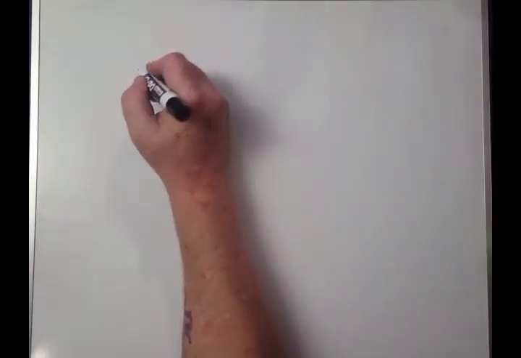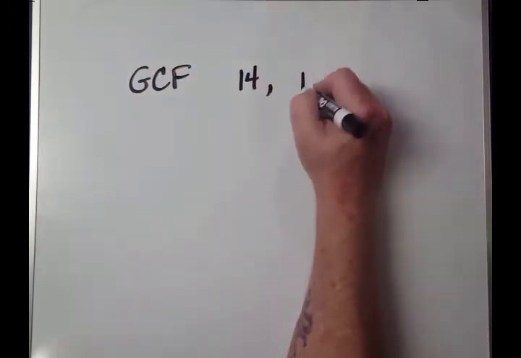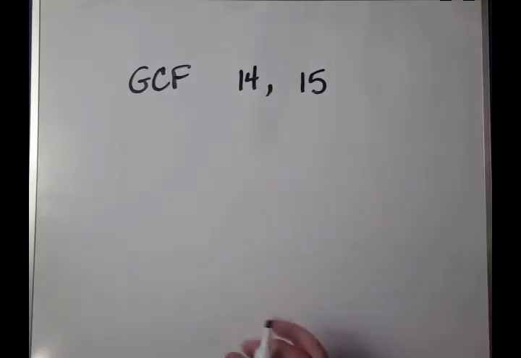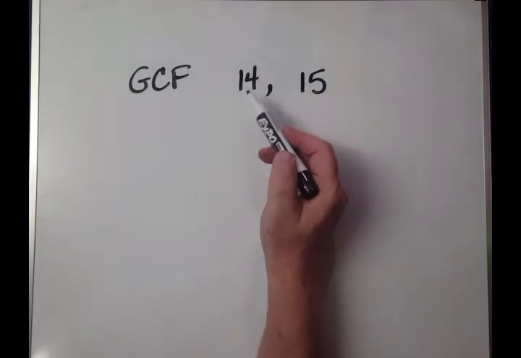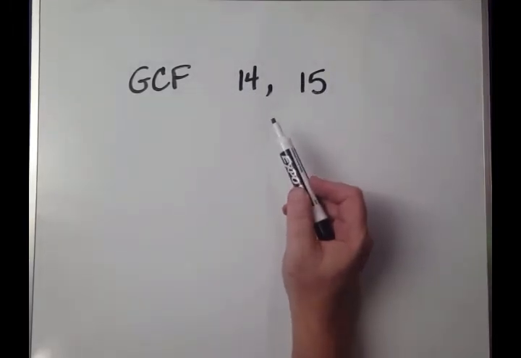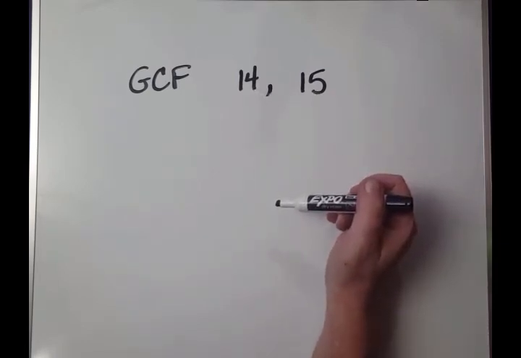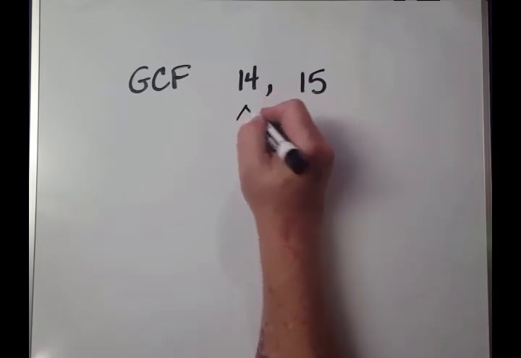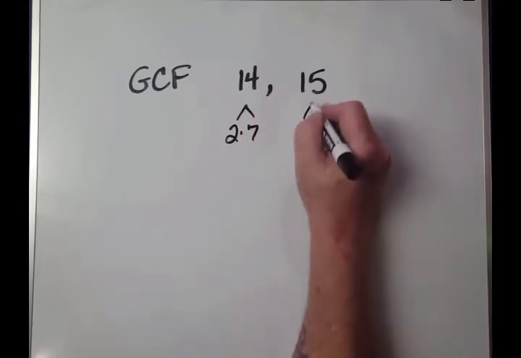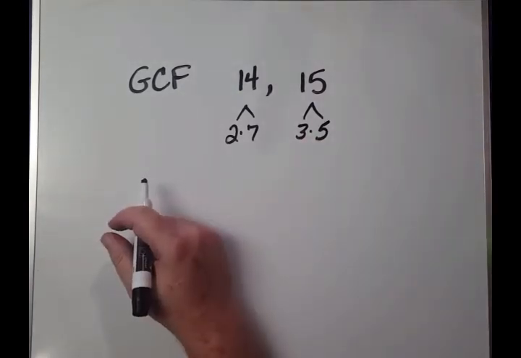Let's do one more. What is the greatest common factor of 14 and 15? Now think about it for a minute. Greatest common factor of 14 and 15. What is the largest number that will evenly divide into both of these? If I get stuck, I can prime factor. There, they're prime factored. What do they have in common?